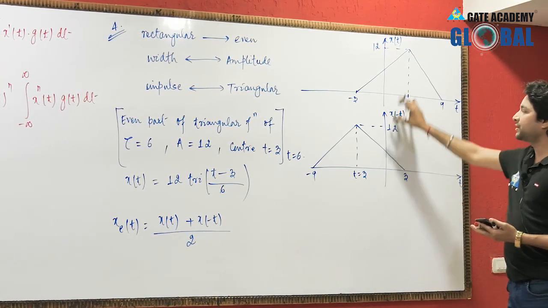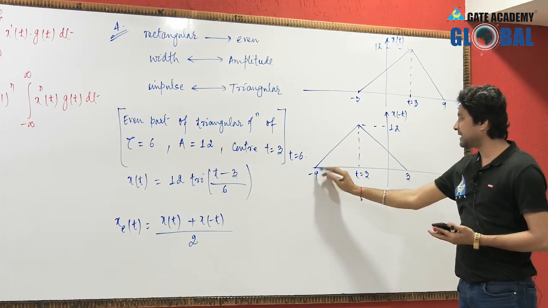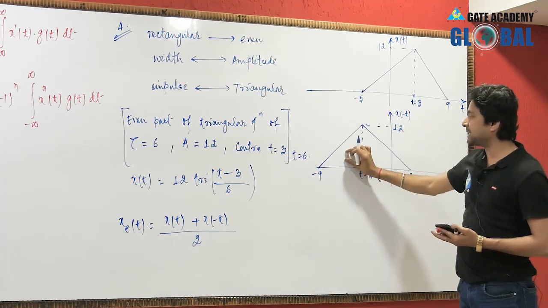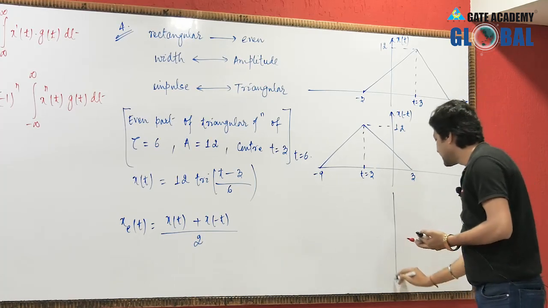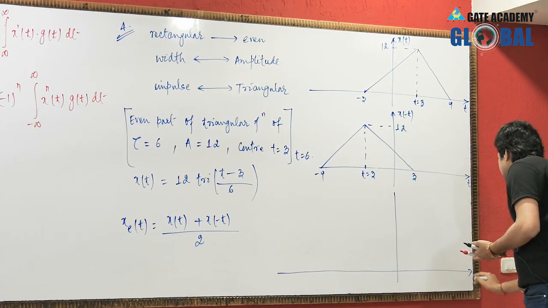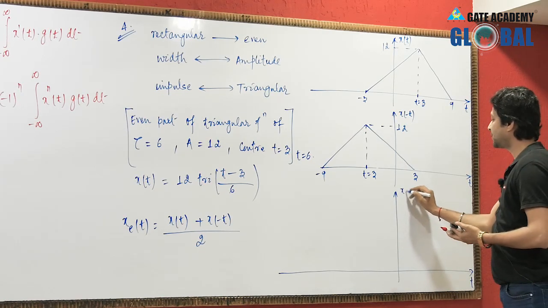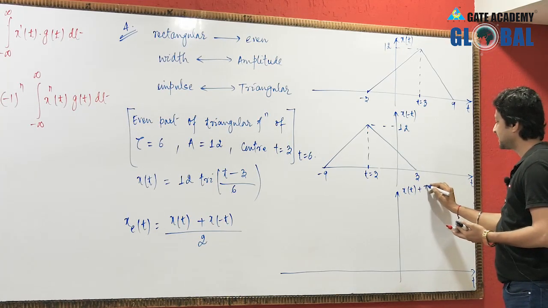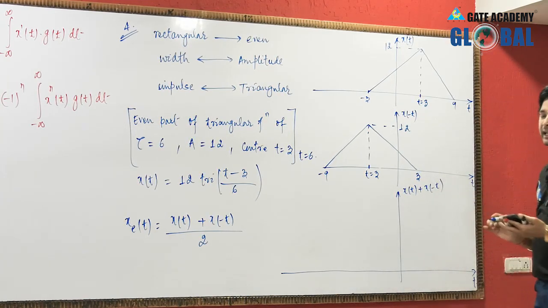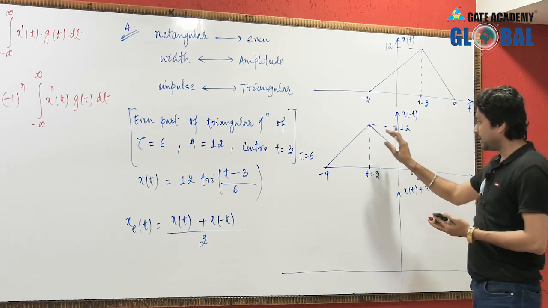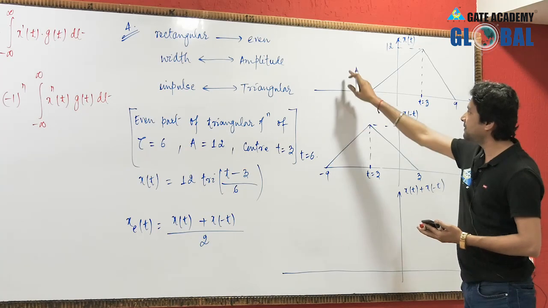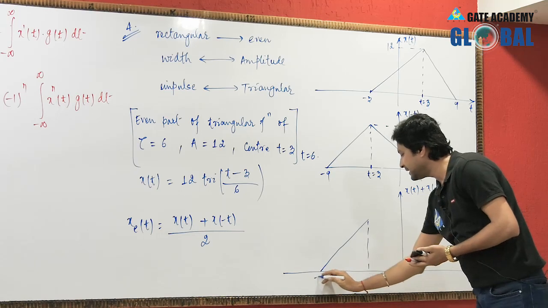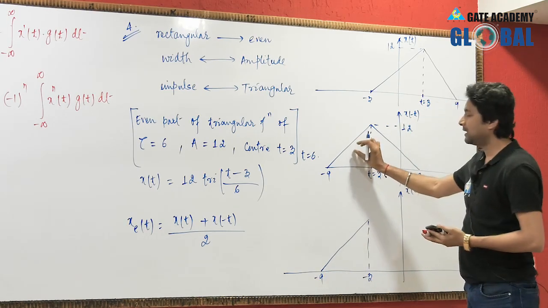Now if you add these two signals, then in the part from minus 9 to minus 3, only this signal exists and the value of the other signal is 0. So 0 plus anything will give you the same value. If you plot the even part with respect to t, you are just plotting x of t plus x of minus t. So from minus 9 to minus 3 there will be a straight line.